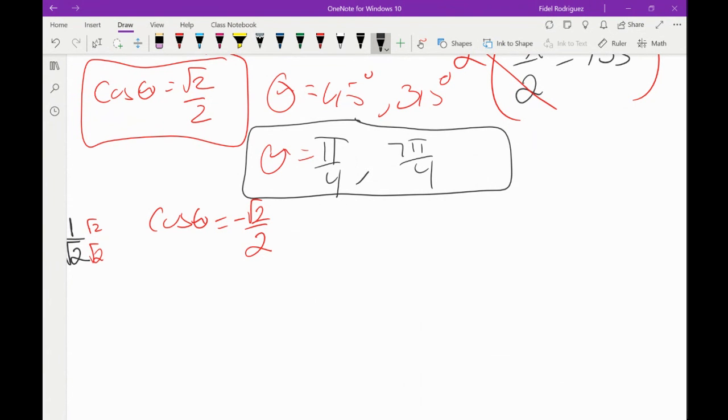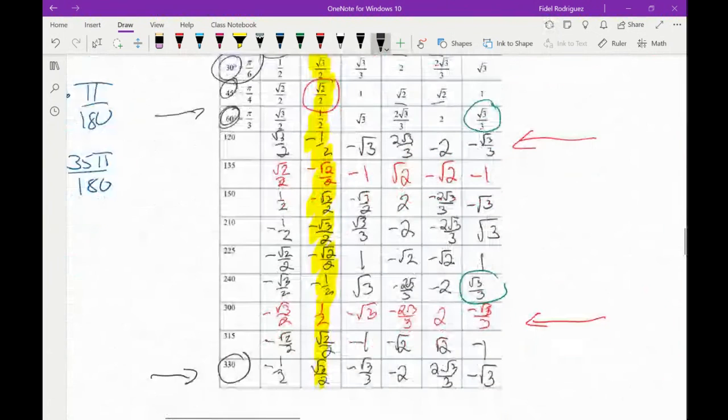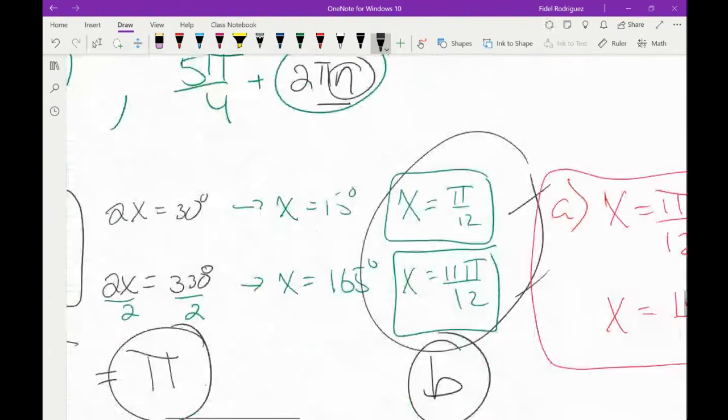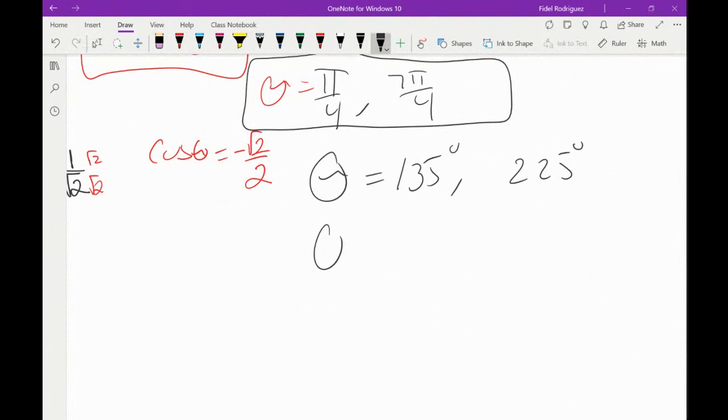Let's do the same thing for the negative square root of 2 over 2. So I'm going to come back over here. Negative square root of 2 over 2, y'all agree, 135 and 225? So 135 and 225, right? I'm sorry, what was it? 135 and 225? Okay.